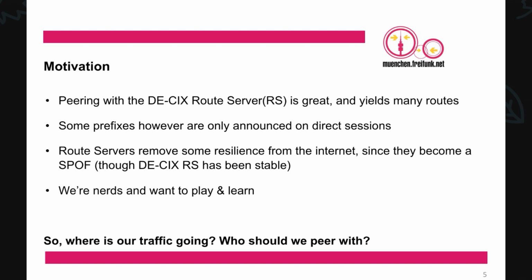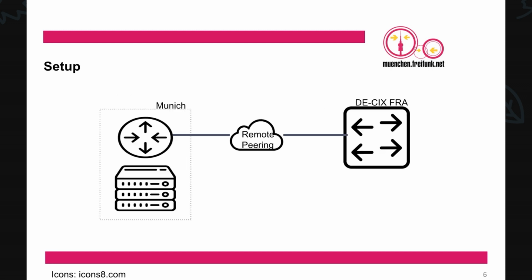but we still like direct peerings because it's a factor to have the routes more stable. And of course, we are nerds and we want to play with stuff, so that also comes into play. But we needed to know, as I said, with limited sizes of FIB and RAM, where is our traffic going? Whom should we peer with? What is going on in our network?